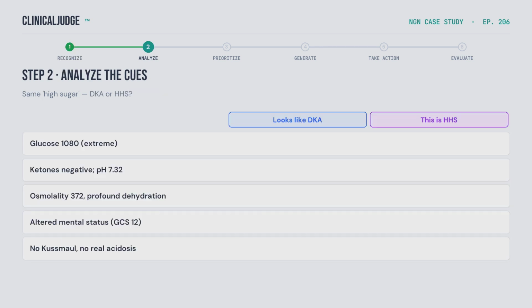Step 2. Analyze the cues. The hardest part of this case is not spotting the high sugar. Anyone can see a glucose over 1000. It is correctly telling this apart from diabetic ketoacidosis, because the two look similar at a glance and are treated with a different emphasis. So take each finding and ask which picture it fits. Does this patient's chart point to ketoacidosis or to the hyperosmolar state? Pay special attention to what is missing. Sort them, and everything points one way.